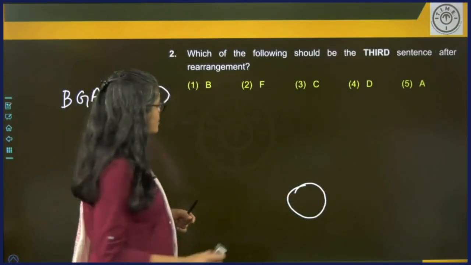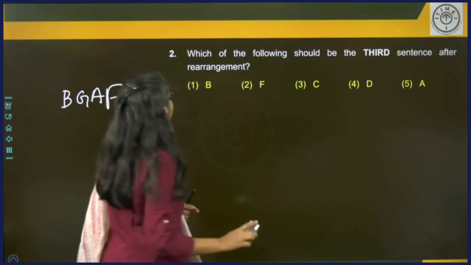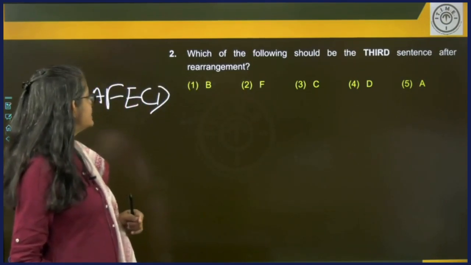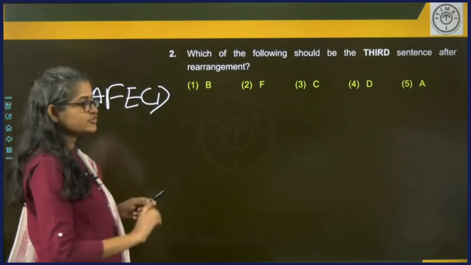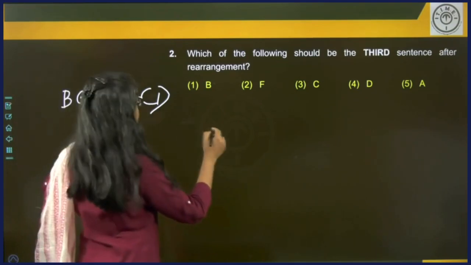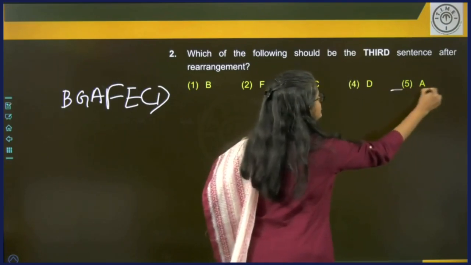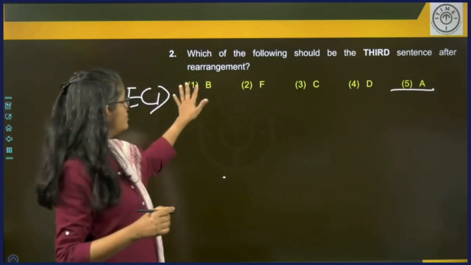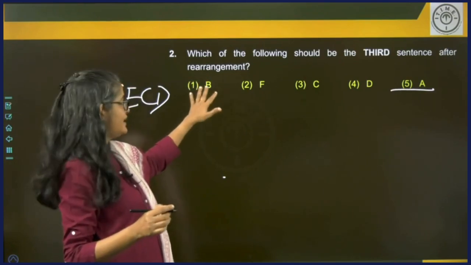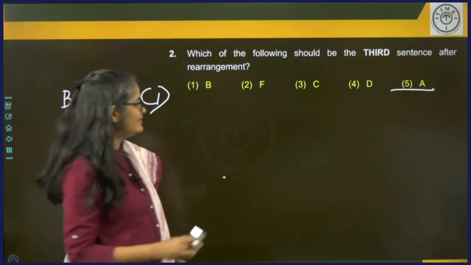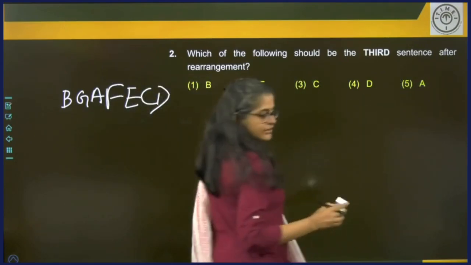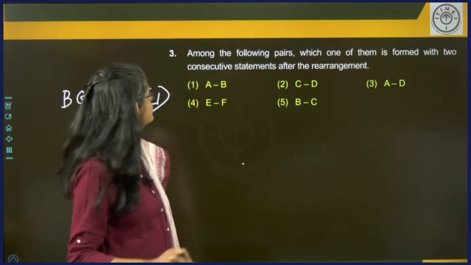Once you get this order, it is very, very easy. Which of the following should be the third sentence after rearrangement? Third sentence is A. Just make sure you don't go in the numerical order. It is not 1A, 2B like that. You have to pick the right option. That's all. Okay, next question.